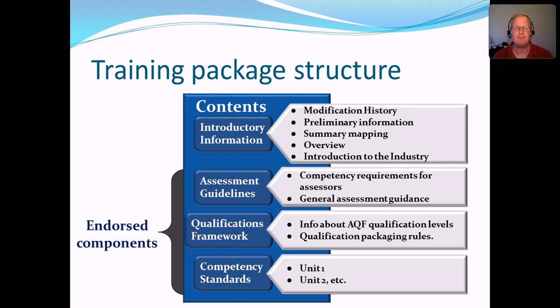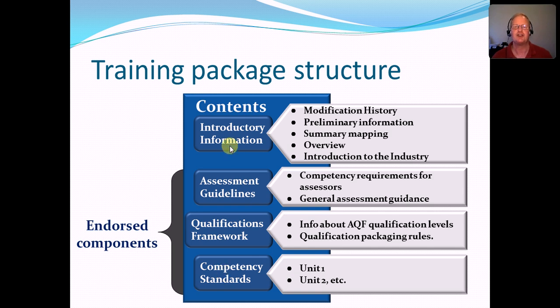Now, within the training package itself, there are what we call the endorsed components, and there are four endorsed components in a training package. You'll see that they're made up of the introductory information, the assessment guidelines, the qualifications framework, and finally the competency standards. Within that structure, you'll see exactly what I was talking about previously: if you open up the big box, you'll reveal the qualifications framework, which contains the qualifications, and the competency standards, which are the units of competency.